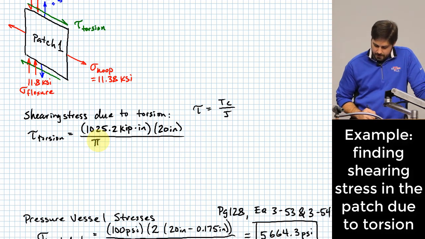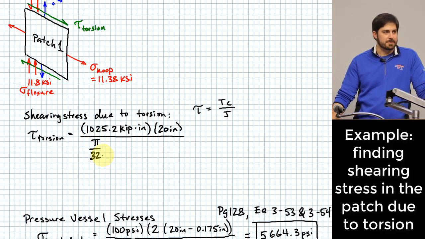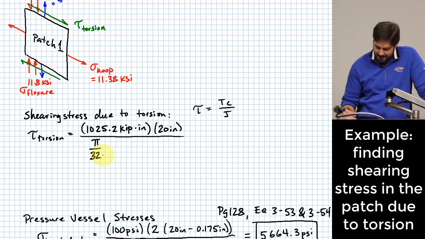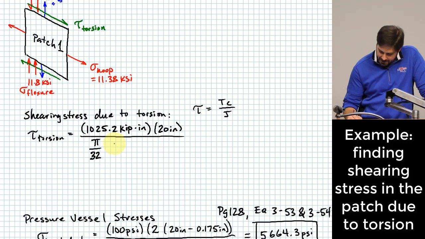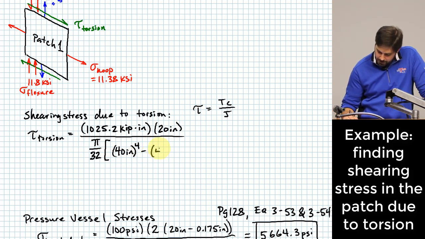Okay, we can go ahead and do it in terms of diameter. We get really used to doing it in terms of diameter, so rather than risk using the wrong formula, we'll just go ahead and do it again that way. What is the diameter of the tank? Okay, the outer diameter is 40 inches. And the inner diameter is 40 inches minus 2 times 0.175 inches.